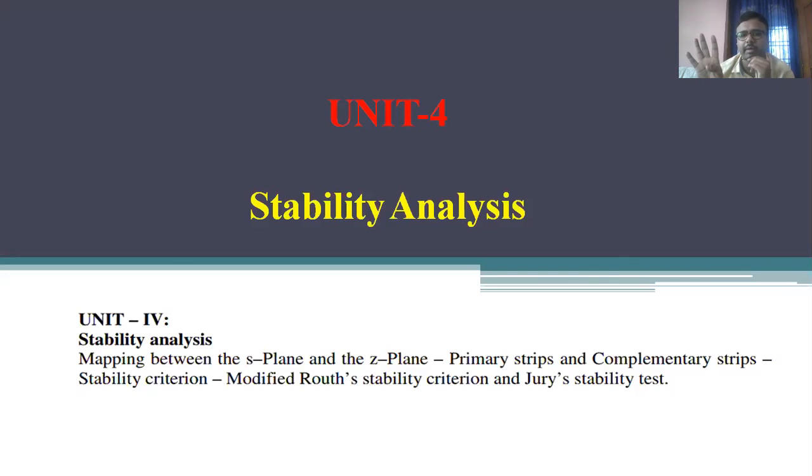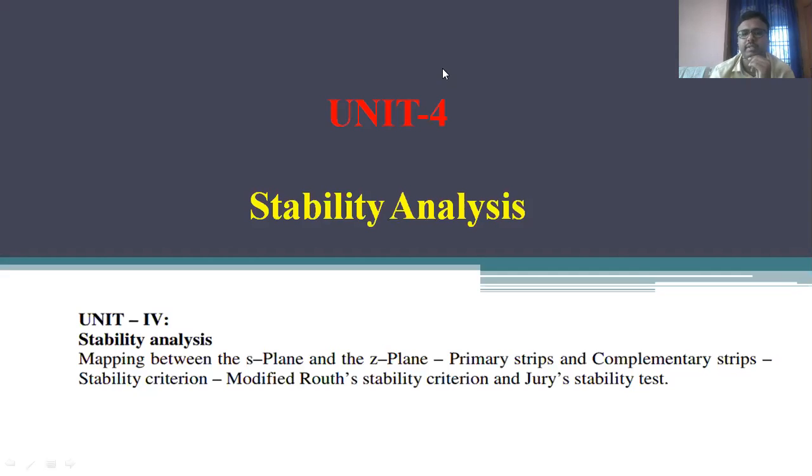First topic is mapping between S-plane and Z-plane. Second topic is primary strips and complementary strips. And third and fourth topics are regarding the stability criteria. In that, 2 different tests or methods are there. The first method to determine the stability is the modified Routh stability criterion, and the second one is the Jury stability test. These are the 4 topics in unit 4.